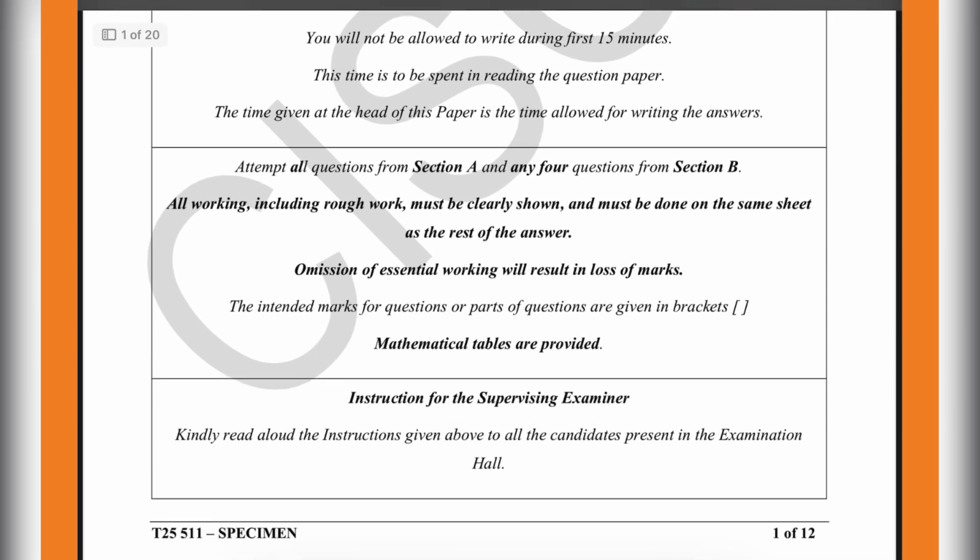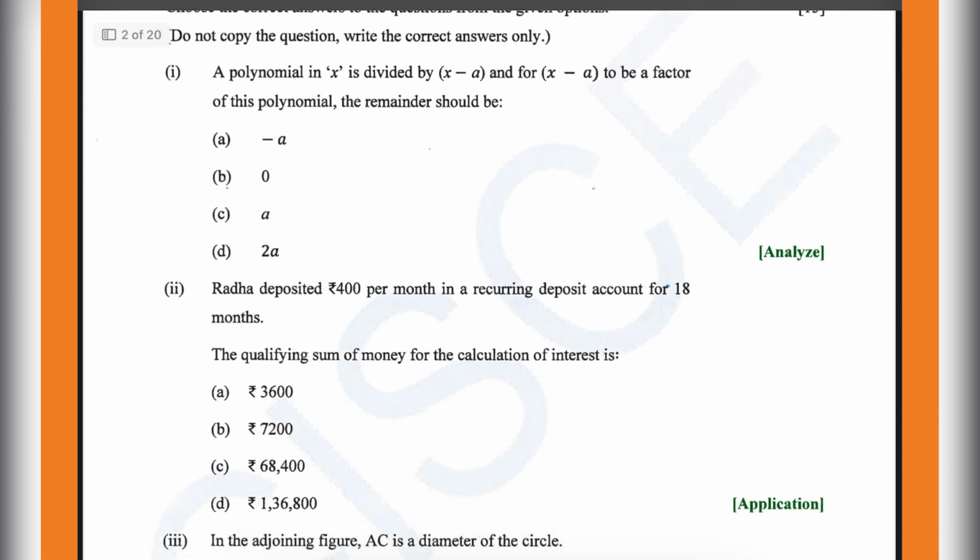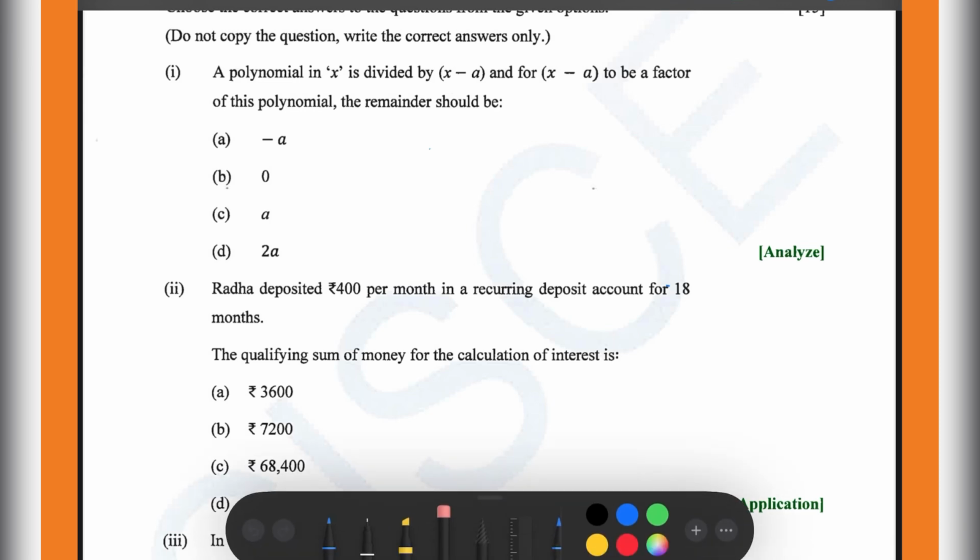Here the first question is: a polynomial in x is divided by something and it is a factor of this polynomial. Now you have to remember, students, it is a polynomial and it is a factor. When it is a factor, remember that the remainder is always 0. When it's a factor, you should know that it is 0. So put a tick on 0, that is the correct one. Now move to the next one.